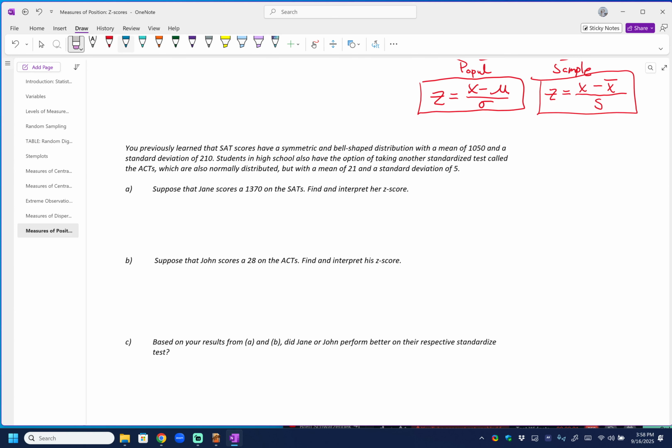Believe it or not, we can use z-scores. Okay, so the first question here says, suppose that Jane scores a 1370 on the SAT. Find and interpret her z-score.